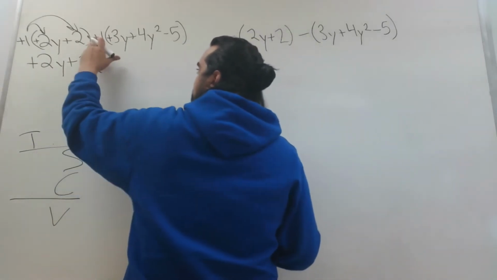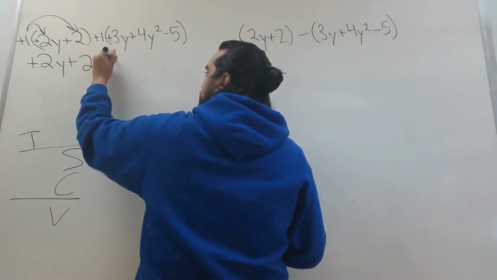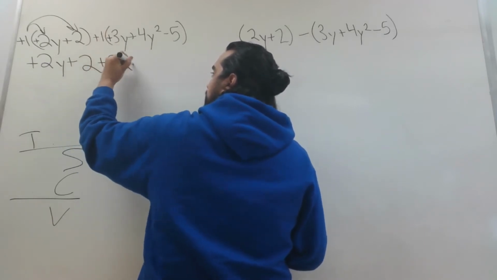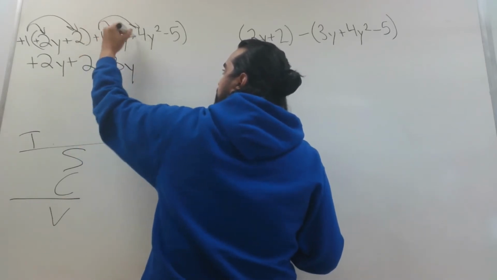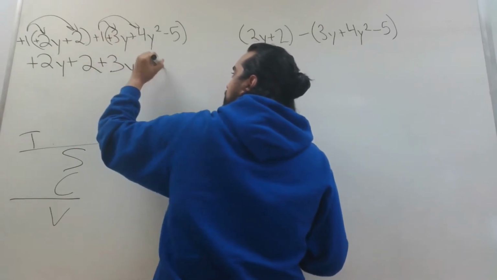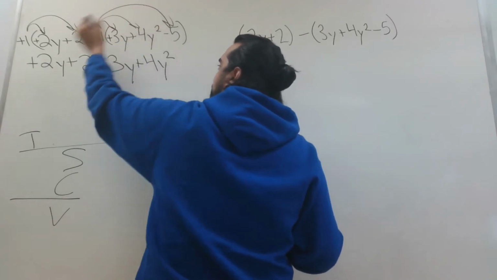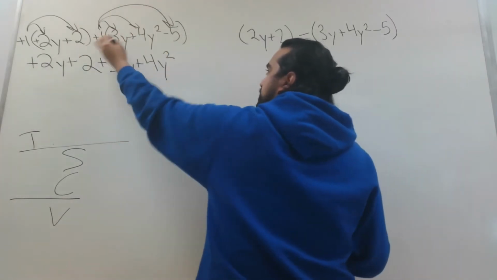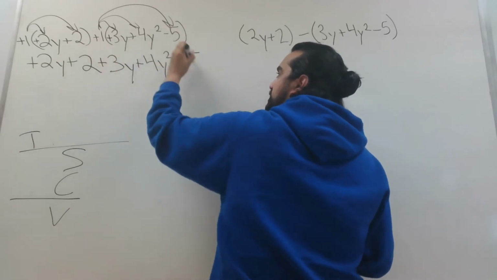The second one. Positive times a positive is a positive. 1 times 3 is 3y. Positive times a positive is a positive. 1 times 4 is 4y². Last one, positive 1 times negative 5 is positive times a negative is a negative. 1 times 5 is 5.